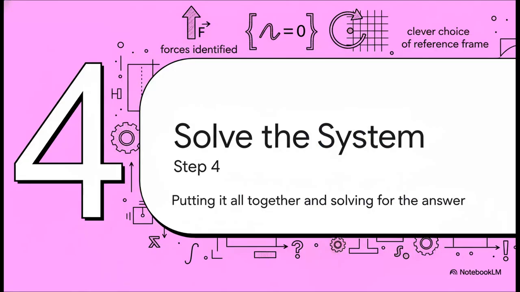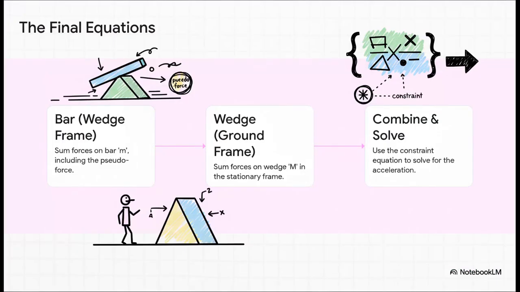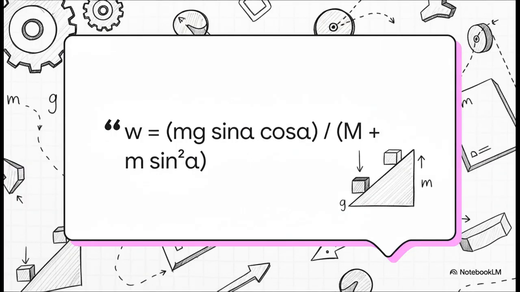Okay, we've identified our forces, we've found our constraint equation, and we've made a really clever choice of reference frame. Now we are finally ready to put all the pieces together and actually solve this thing. So here's our final setup. We're going to apply F equals ma to the bar, but we'll do it in the accelerating frame of the wedge, where the motion is simple. We just have to remember to include that pseudo-force. Then we'll analyze the wedge itself, back in the simple ground frame. This kind of hybrid approach gives us a nice, clean set of equations that we can solve together with our constraint equation. And after we do all the algebra, this is what we get.